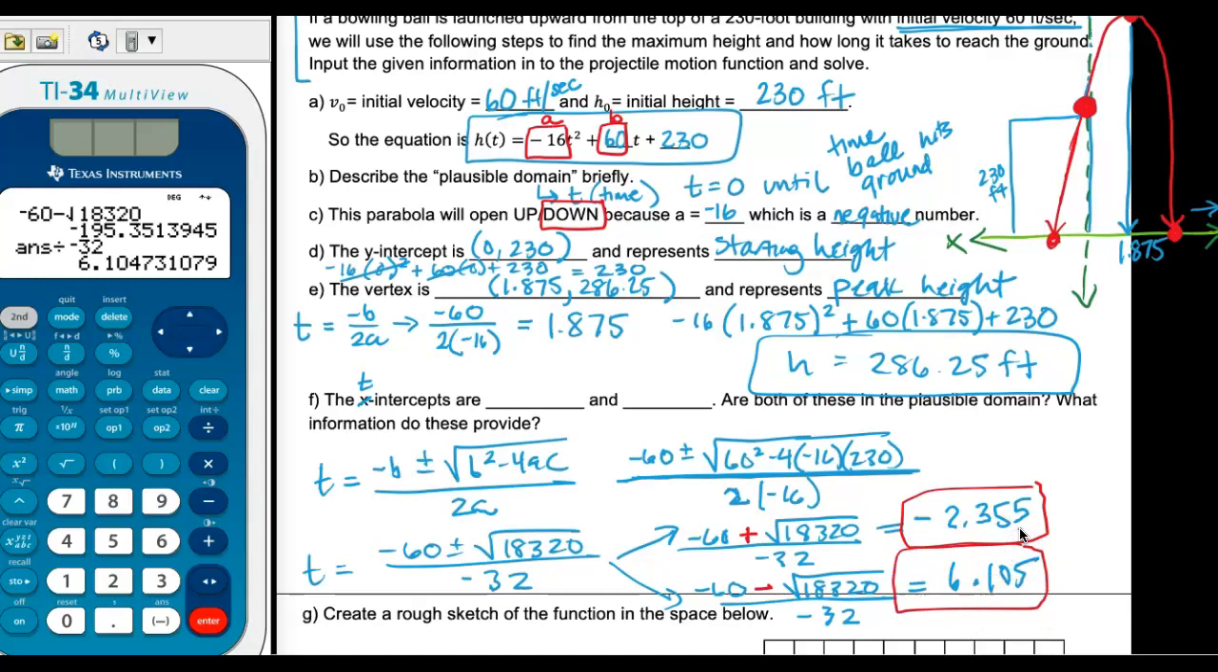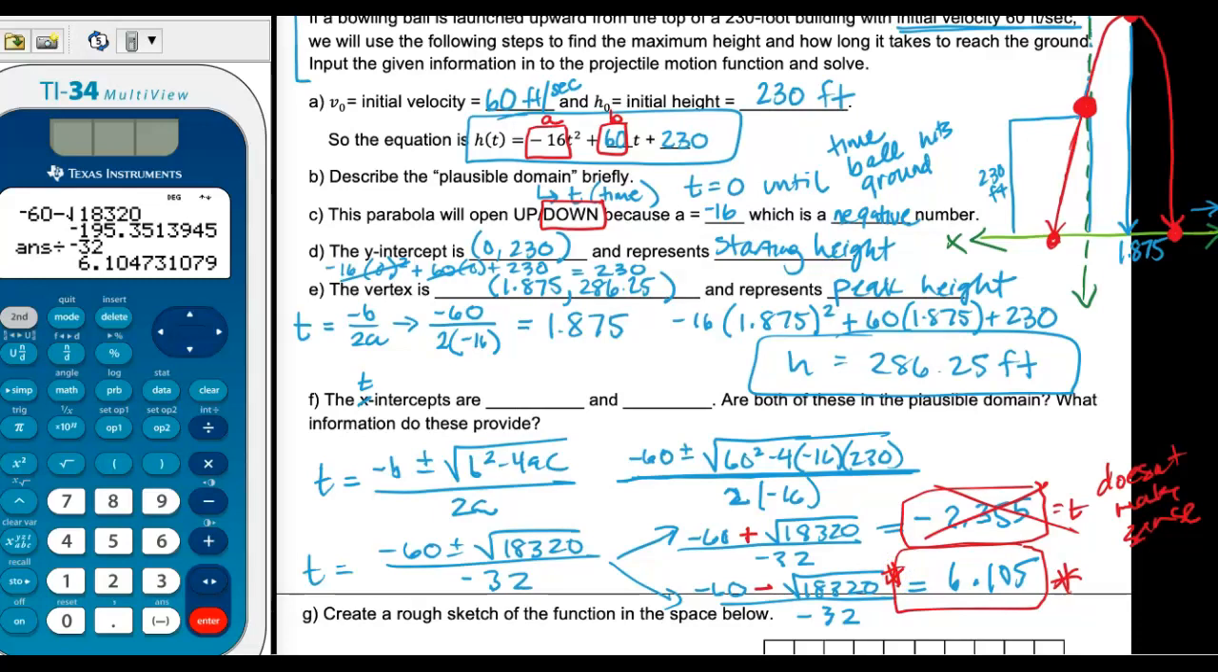Okay, so we get two t-intercepts, a negative one and a positive one. And remember that when we talked about plausible domain, we said we're really only concerned when time is positive, because a negative time does not make sense. So I'm going to cross that off, say it doesn't make sense. And I'm really just going to focus on this t-intercept right there. And so let's put this all together.